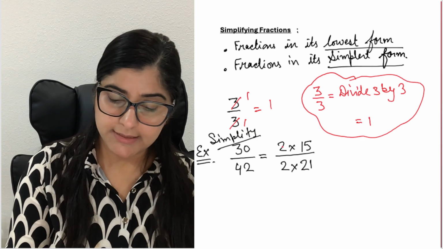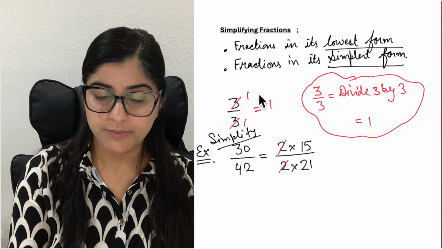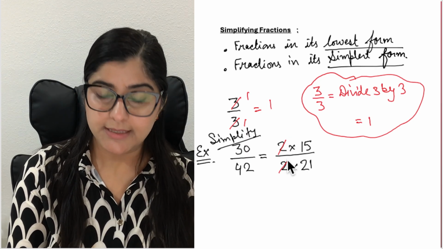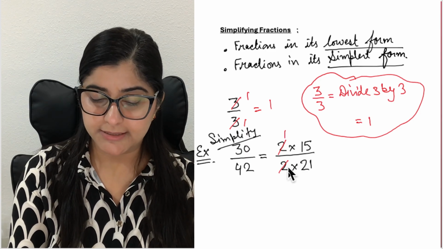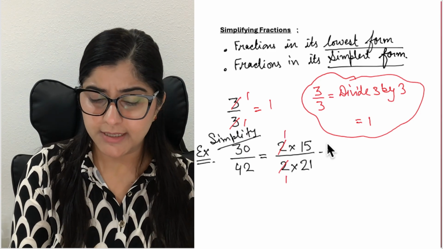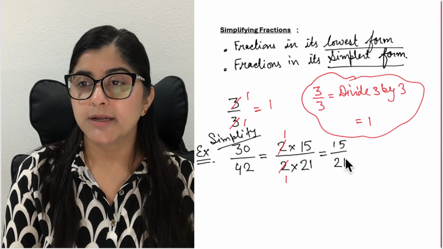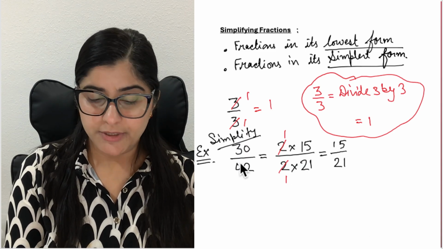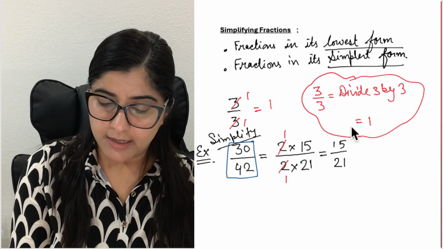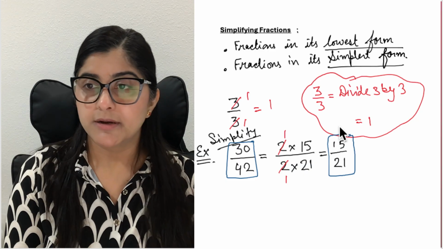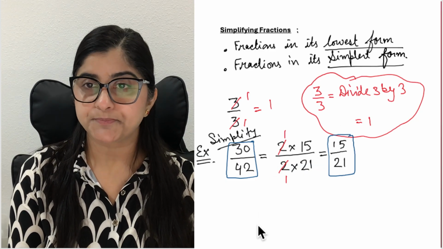So you see that this 2 is common between both the numerator and denominator. What we just learned is that if there is anything common between the numerator and denominator, we can cancel them and just write 1. Now we are left with 15 in the numerator and 21 in the denominator. So we write down our second fraction with the smaller numbers, and both fractions are the same. You see that there is an equal sign in the middle.